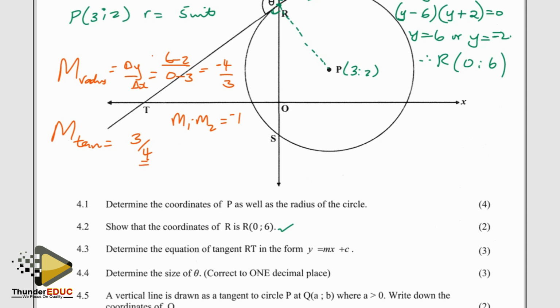Having obtained this as our gradient, we already know the y-intercept to be 6. So y is going to be 3 over 4 x plus 6. So that's how I'm getting that equation of mine.